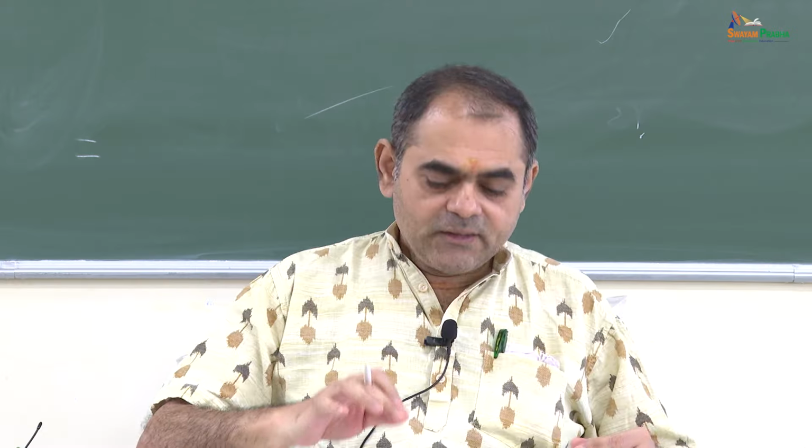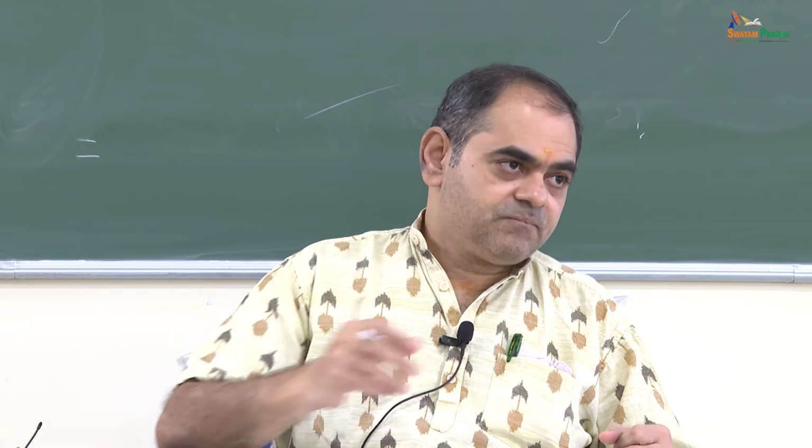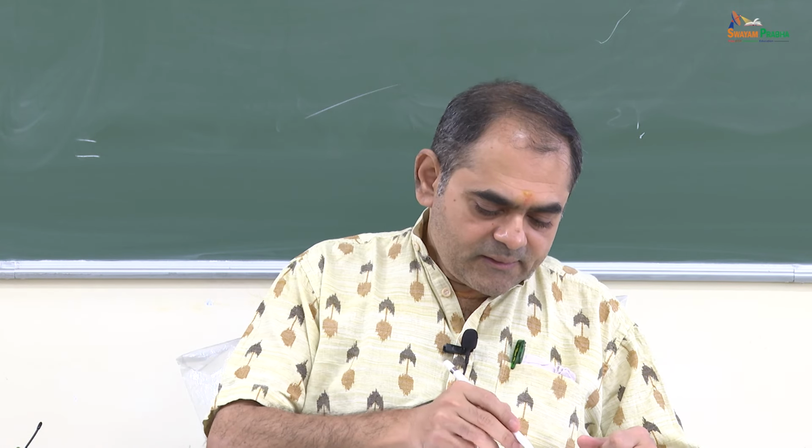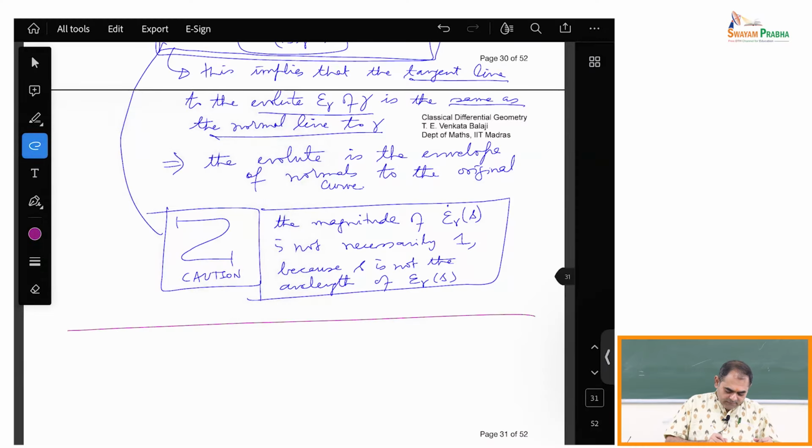So now we have this process of being able to go from the curve to its evolute. There is a way of coming back. To be able to come back from the evolute to the curve, there is a reverse process, which is called taking the involute of a curve. So let me explain that. The involute of a curve, but before that, let me make one more statement.